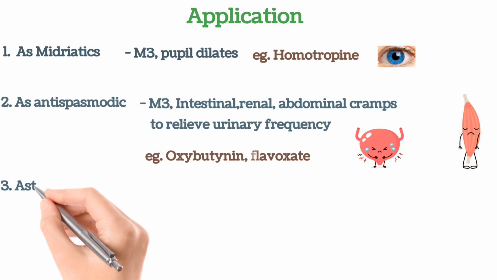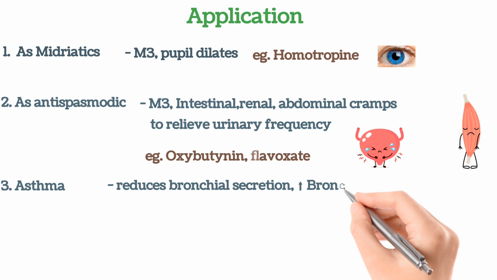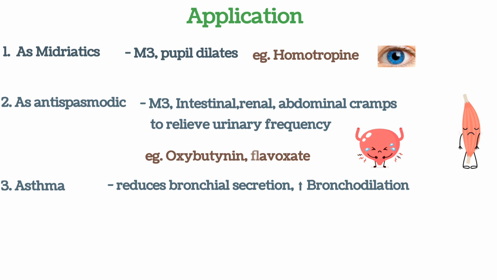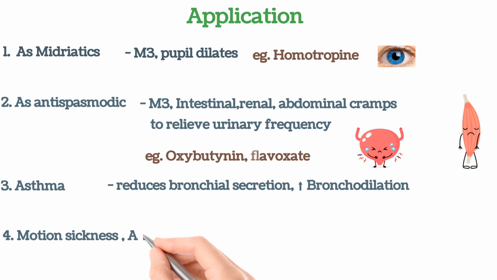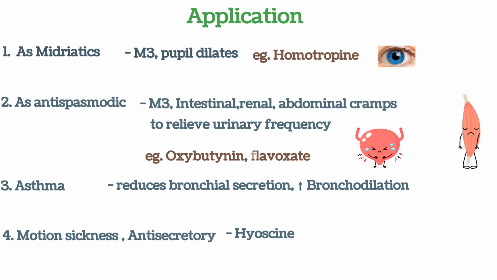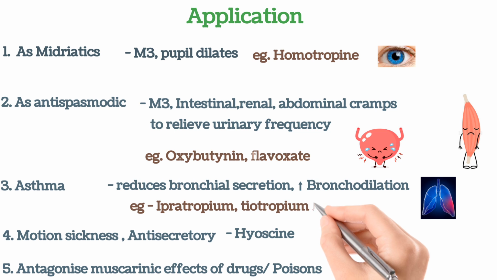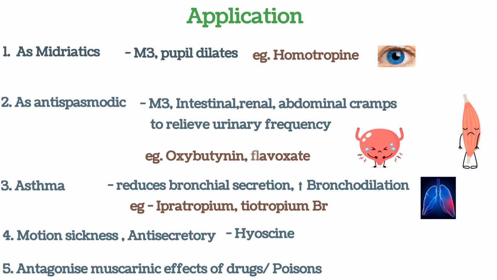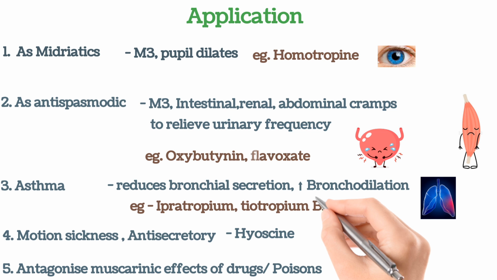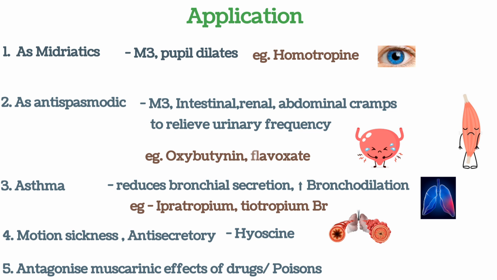It is also used in asthma. Actually, in bronchi, it reduces bronchial secretion and increases bronchodilation. Okay. Next is motion sickness and anti-secretory because it reduces the secretion, gastric secretion, salivation. Example is hyoscine. And fifth one is it antagonizes muscarinic effects of drugs or poison. So to antagonize the muscarinic effect of any drug or any poison, so it antagonizes the action of muscarinic drugs, bringing opposite action.